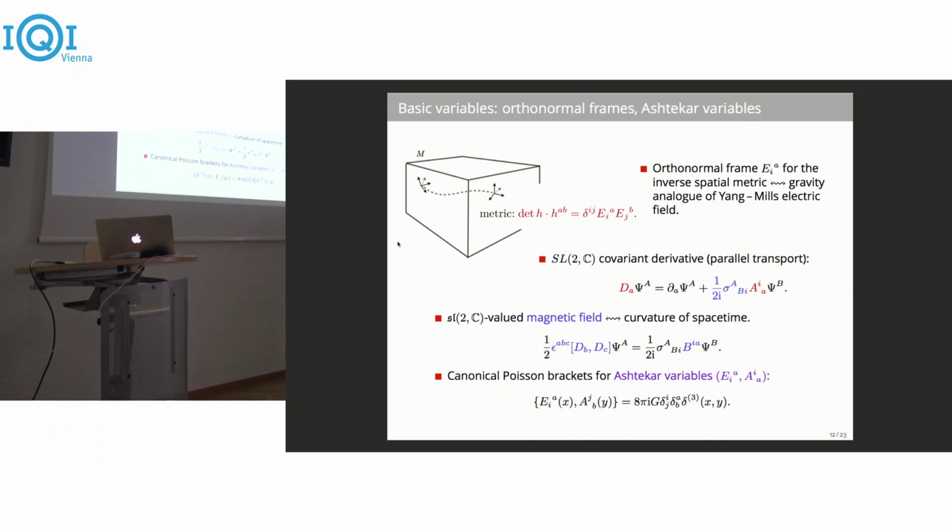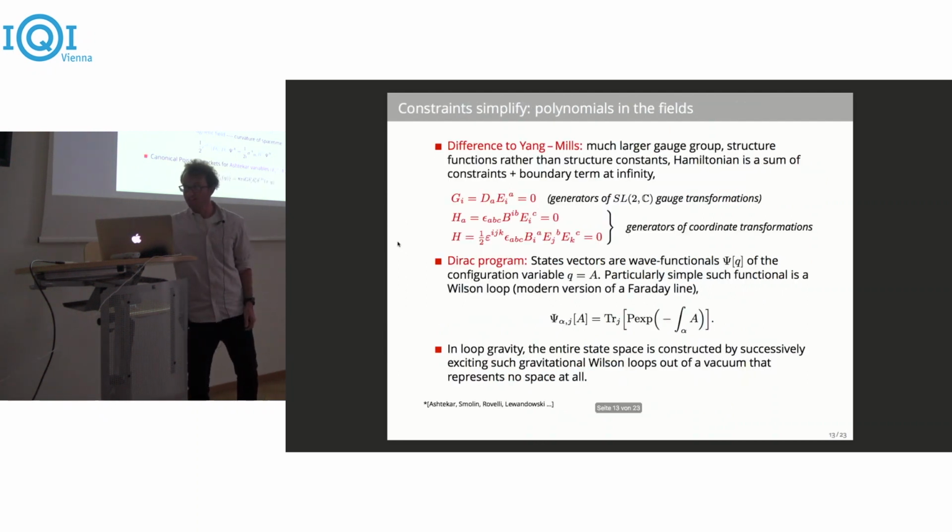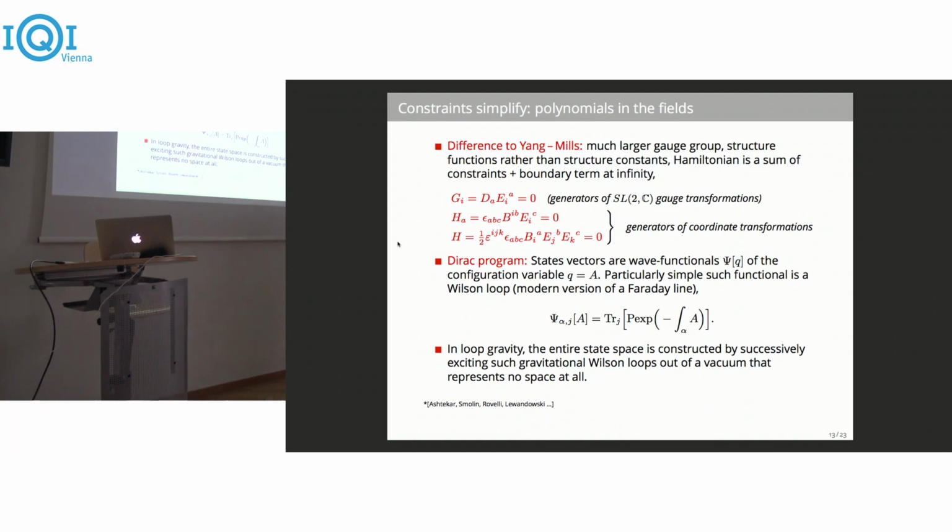And very analogously as in the electromagnetic case, what now happens is that the connection, the notion of parallel transport, is the canonical conjugate variable to the gravity analog of the electric field, which are these orthonormal frames. And these are the canonical commutation relations. But again, these are the canonical commutation relations at the kinematical level, that is before imposing the constraints. The constraints of the theory are the generators of the gauge symmetries.